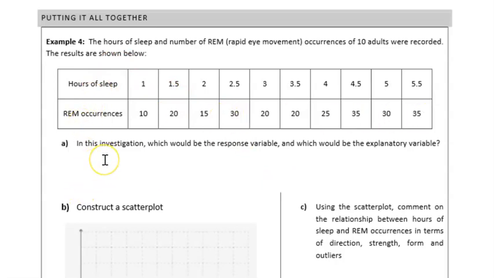In this investigation, which would be the response variable? So first thing, way back at the start, RV and EV, and which would be the explanatory. So being able to identify that our hours of sleep would be our explanatory variable, and that would help explain the change in the REM occurrences. So REM would be our response.